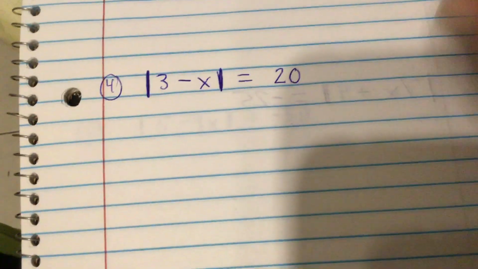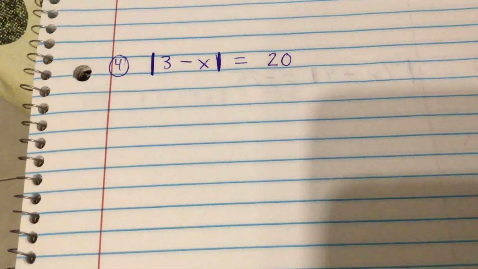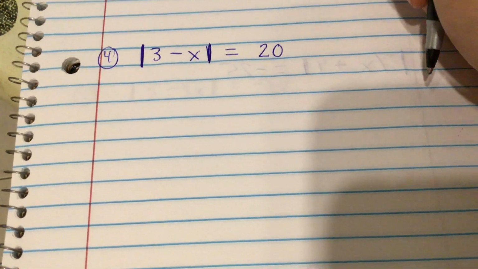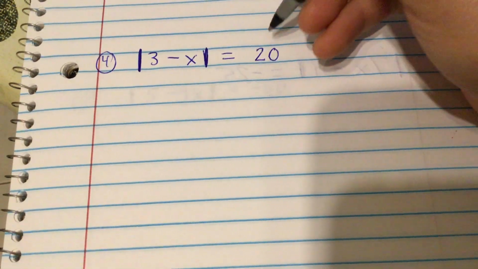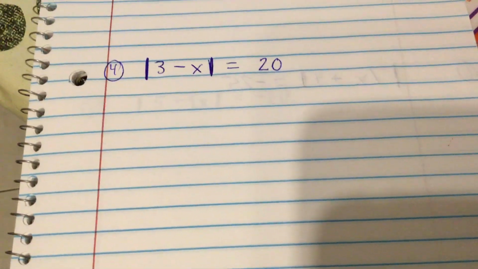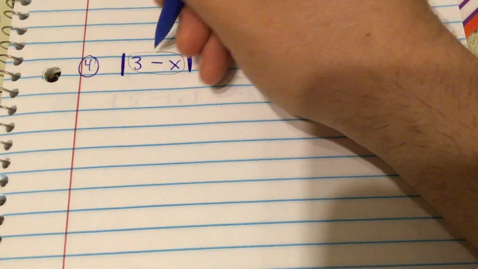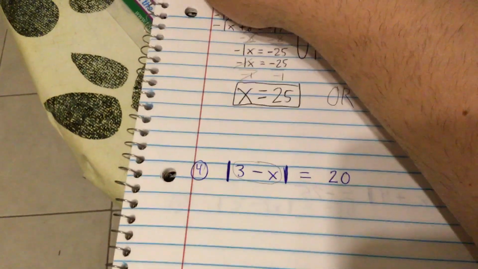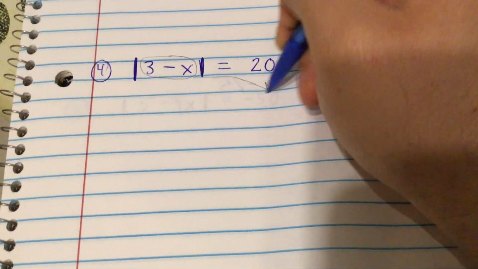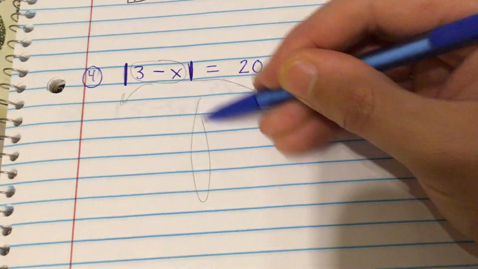Okay. Number 4. So it's a little bit backwards, but once again, this makes me a little bit nervous. Well, first off, is this problem solvable? Yeah, I've got the absolute value. It equals a positive output, so it is solvable. I'm going to split this up into two separate equations. Notice I'm going to take the entire 3 minus x and split it into two equations. I'm going to account for 3 minus x is equal to 20.